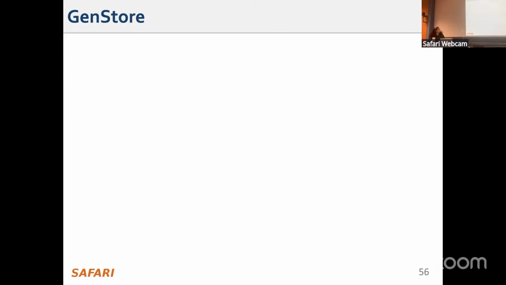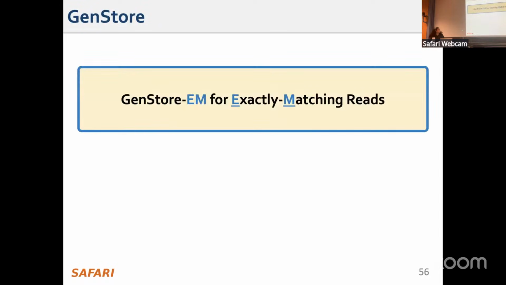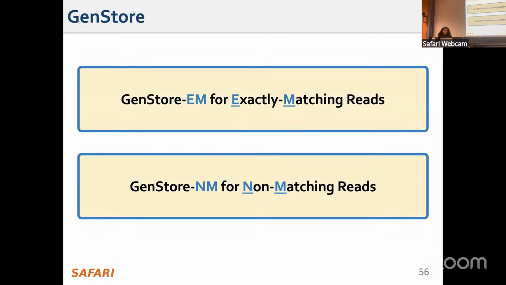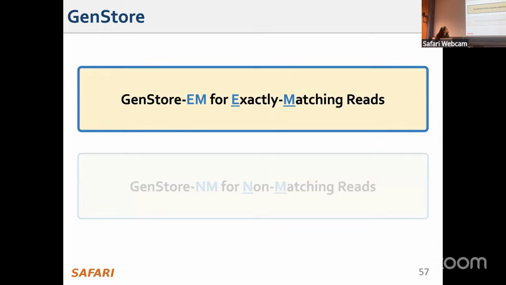Okay, so our system GenStore then has these two parts, GenStore-EM and GenStore-NM, for exactly matching reads and non-matching reads. Now that we know basically what the problem is and what we want to do, I'm going to talk a little bit more about some changes in data structure and algorithm that need to be completely rethought to enable doing some of this in the storage system. So let's go.